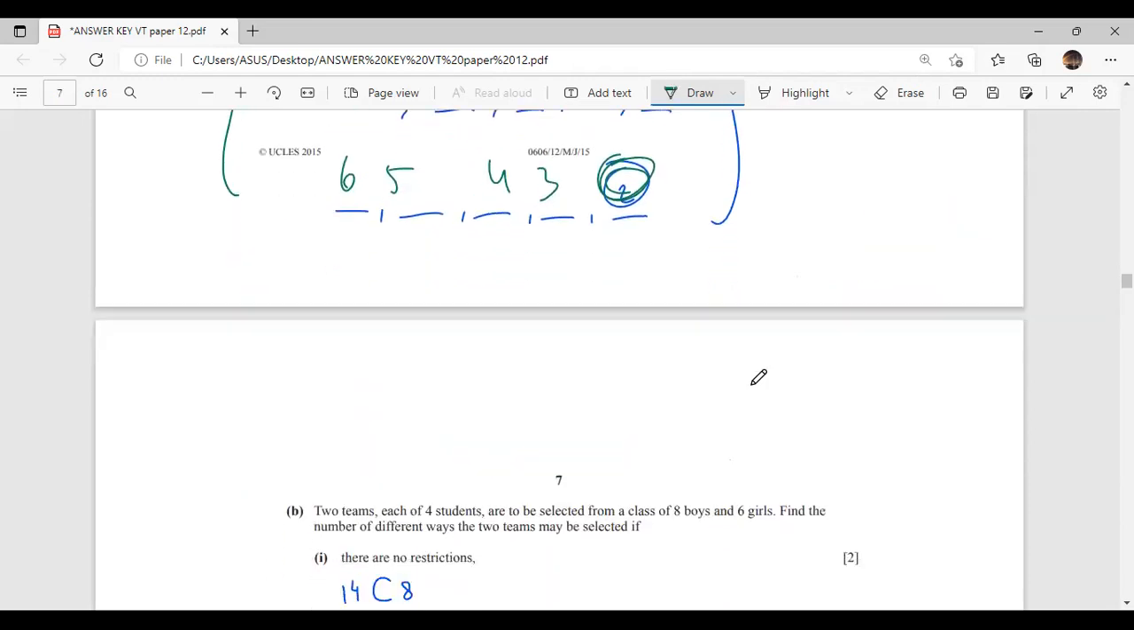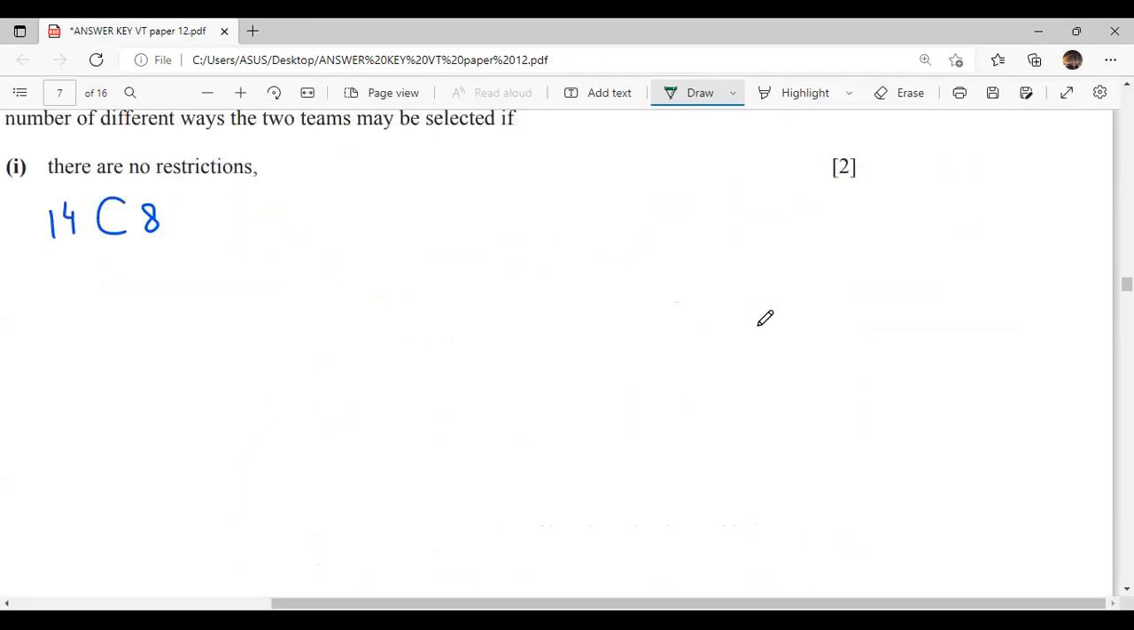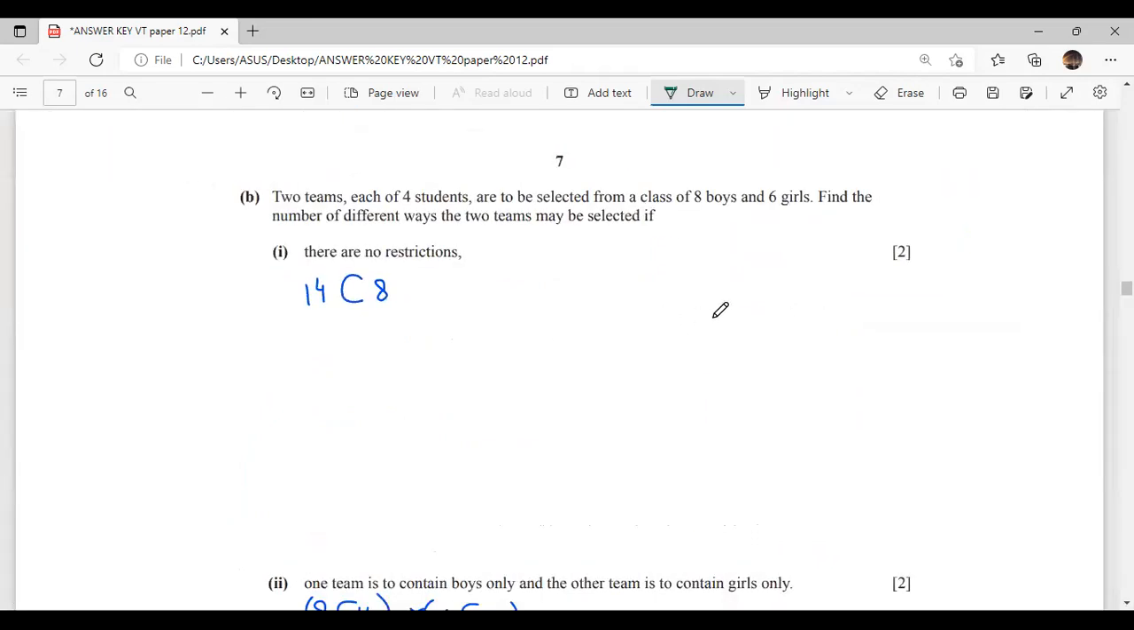Okay. Next, this is quite simple. 2 teams, each of 4 students, are to be selected from a class of 8 boys and 6 girls. So it has to be 14 people. Find the number of different ways the 2 teams may be selected if there are no restrictions. So out of 14 students, I combine 8. Why 8? Why not 4? 2 teams. Understand? Okay, so this will be the answer.